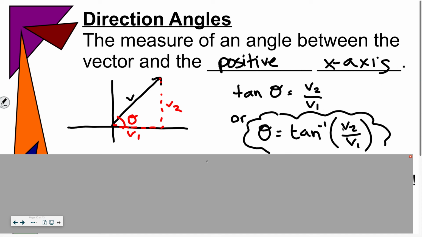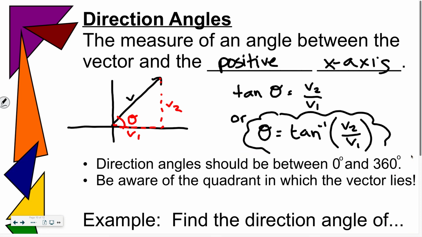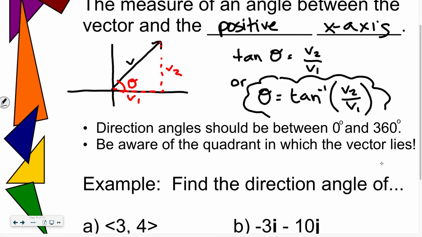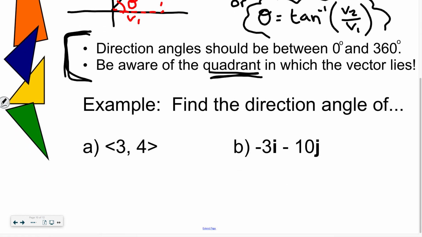But there's two things to be aware of. You've got to consider two things. Your answer should be between 0 and 360 at the end. So it should be positive, and it should be within one revolution of the circle. And you have to be aware of what quadrant it's in. Okay, so make sure that you highlight that portion of the notes. So I'm going to go through really quickly these last two examples. We're going to find the direction angle for these two vectors.